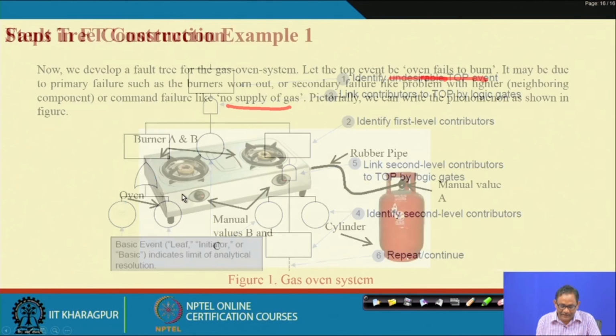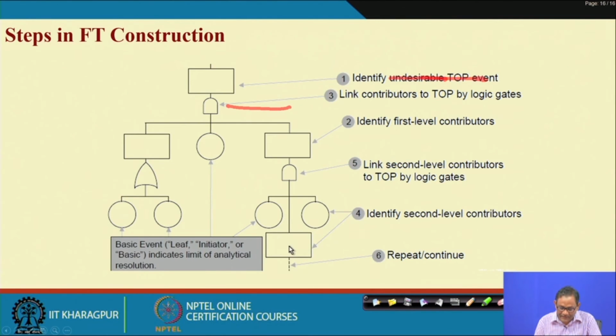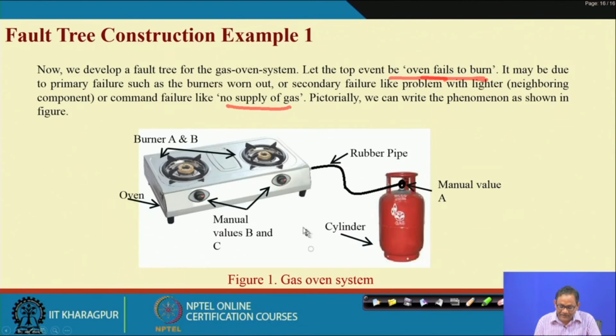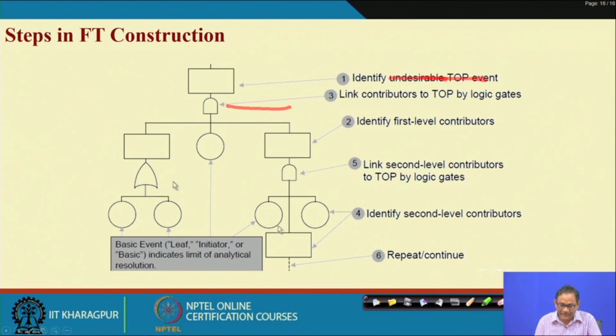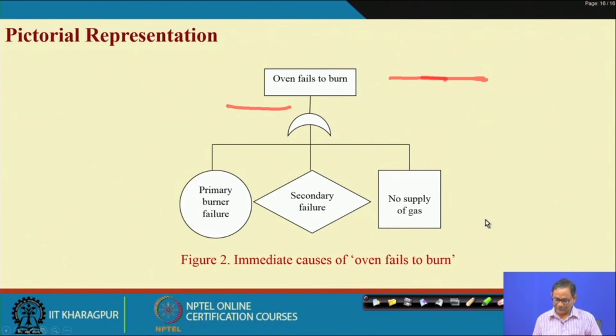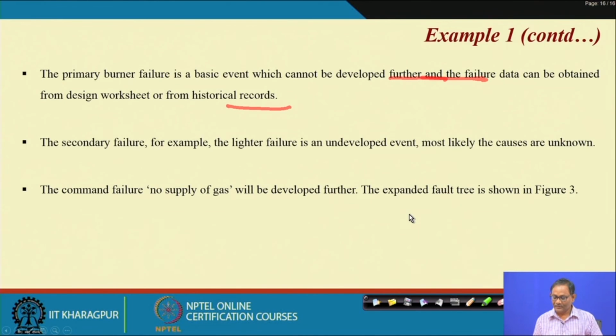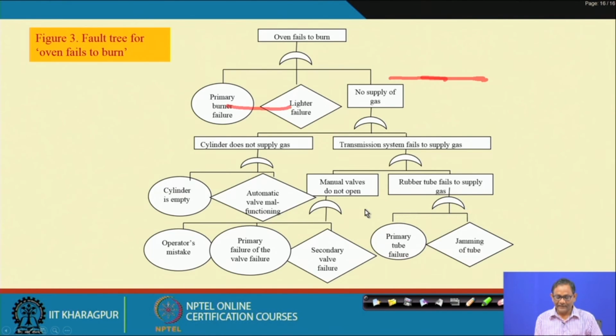So, here when you put this rectangle symbol, these are all common cases, basically common failures, and they may be intermediate failures, and finally, they may be component level failures. So, when you come down to component level failure, put a circle. So, then what happened? Finally, no supply of gas.